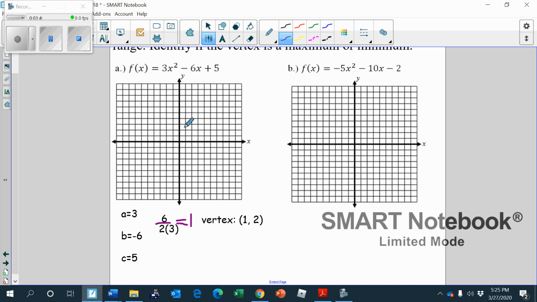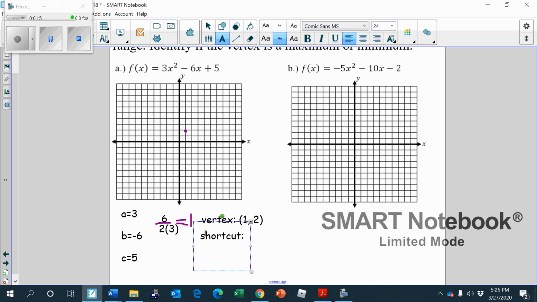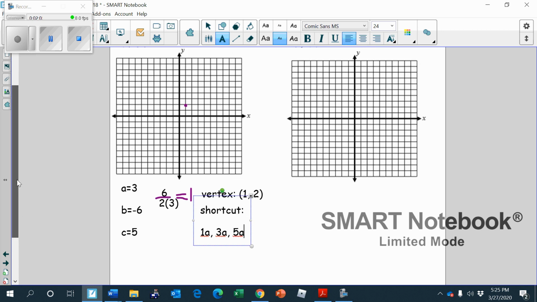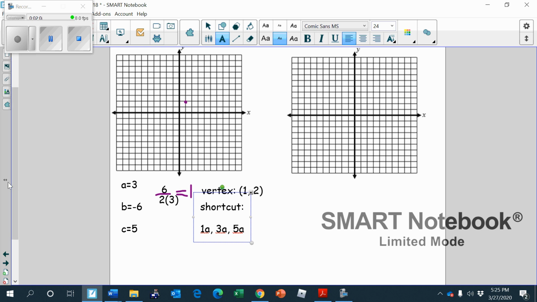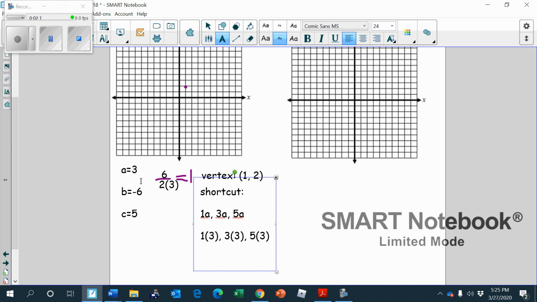So let's graph that. 1, 2 goes up here. Okay, great. And then let's talk about our 1A, 3A, 5A shortcut. So let's write our shortcut down here: 1A, 3A, 5A. Our A, again, remember, is 3. So we're doing 1 times 3, 3 times 3, and 5 times 3. It looks like we're going to get big numbers, so we probably don't have to graph them all. So we're going to get 3, 9, and 15.